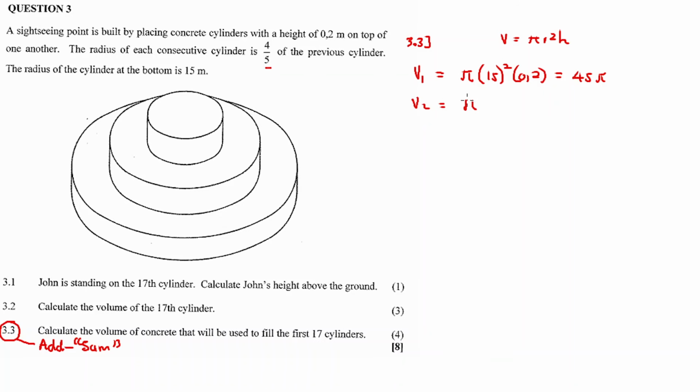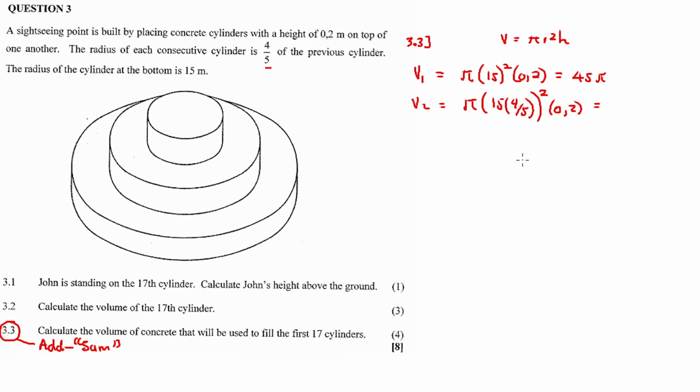Then we're going to have another pi, open bracket, radius. So the second radius is what? It's 15 times 4 over 5. So it's 15, open bracket 4 over 5. That's the radius. We're going to take the radius and square it, and multiply it by 0.2.